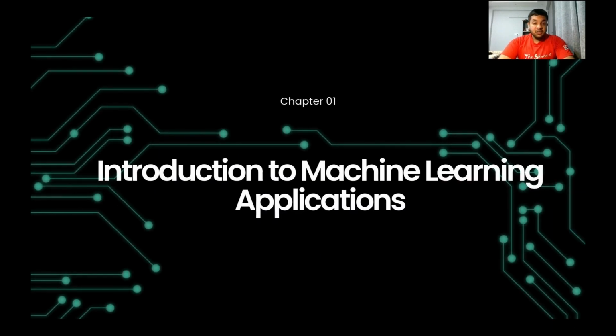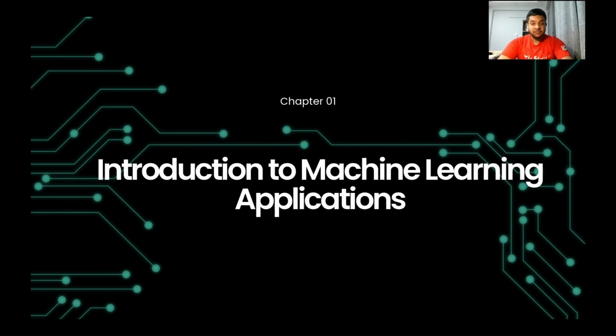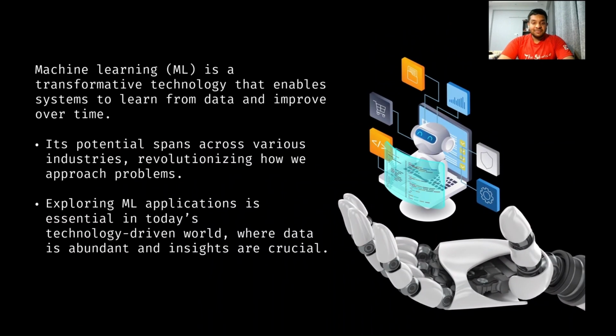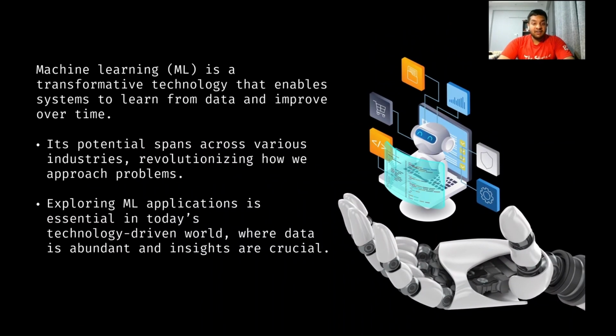So let's begin with the general introduction to machine learning. Next slide. So machine learning is a type of artificial intelligence that enables systems to learn and improve from experience without being explicitly programmed for every task.